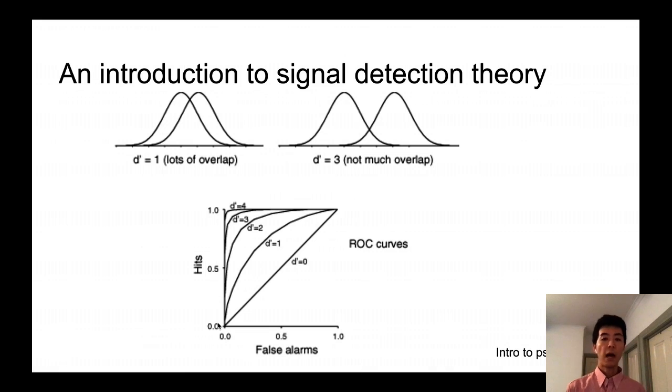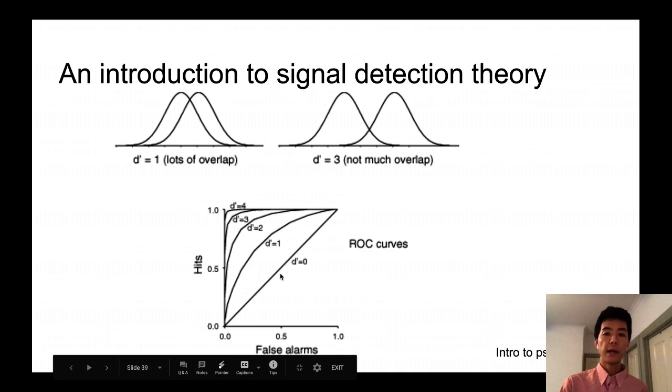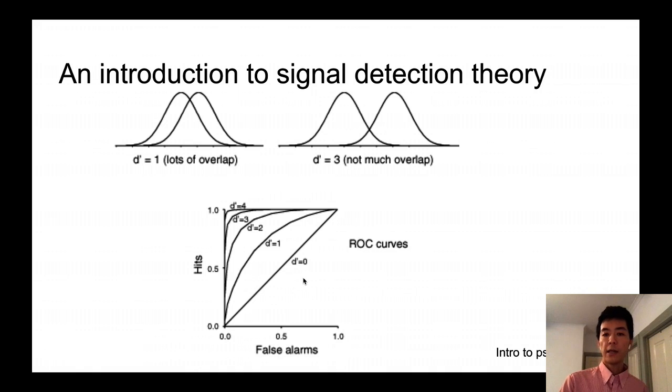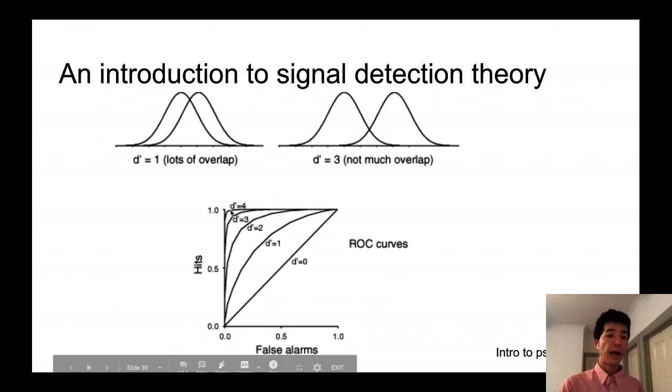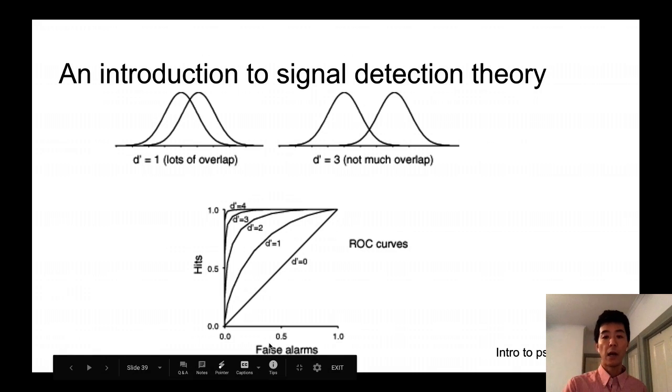And then sometimes with ROC curves, the area under the curve is quantified, and the area under the curve is sometimes called A prime or AUC, and d prime equals 0 corresponds to an A prime or area under the curve of 0.5, half of this area. And the perfect performance, the AUC, is 1, the complete full area under this curve.